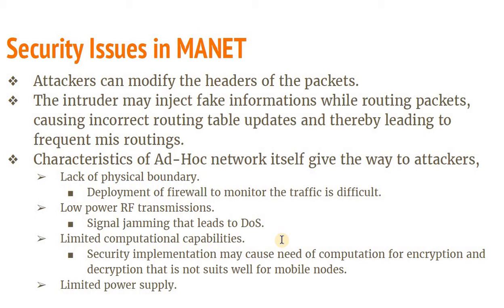The characteristics of the ad hoc network itself give a way to the attackers. VANET itself creates an environment for a lot of security threats. The first one is the lack of physical boundary. There is no physical firewall. A firewall is used to monitor the incoming and outgoing packets. If there is a malicious website or malicious path, the firewall is used to stop those packets from entering the network as well as leaving the network. A firewall is just like the door system in our home environment. So there is a lack of physical boundary, and that is why the VANET is prone to security attacks.